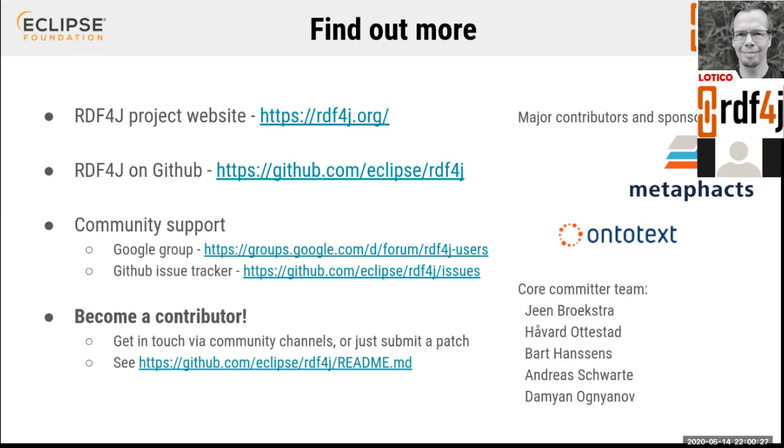If you want to find out more, there's obviously the community website at rdf4j.org. You can find us on GitHub, which is where our code repository lives. There is community support in the form of a Google group where you can email us. There's the issue tracker on GitHub where you can log your feature request or your bug report, or even if you have a question and you prefer not to use the Google group, you can. We're fine with you using the issue tracker for that.